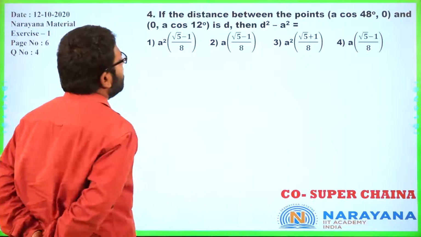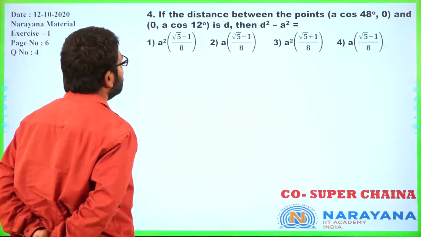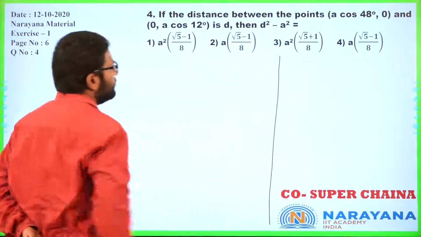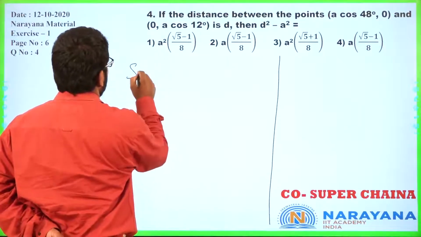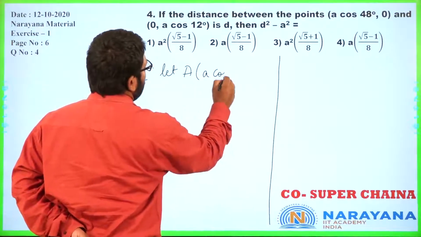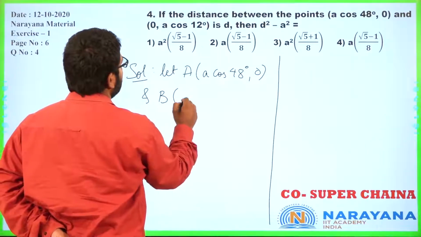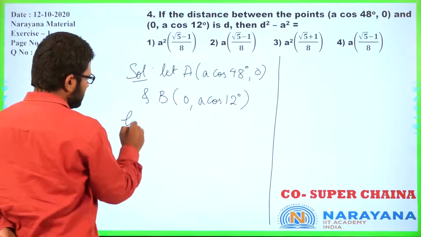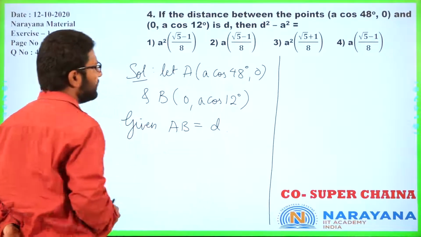If the distance between the points (a cos 48 degrees, 0) and (0, a cos 12 degrees) is d, then d square minus a square equal to what? Alright, so distance between these 2 points is given to you as d. Let A be (a cos 48 degrees, 0) and B be (0, a cos 12 degrees), right? It is given that the length AB is equal to d, right?